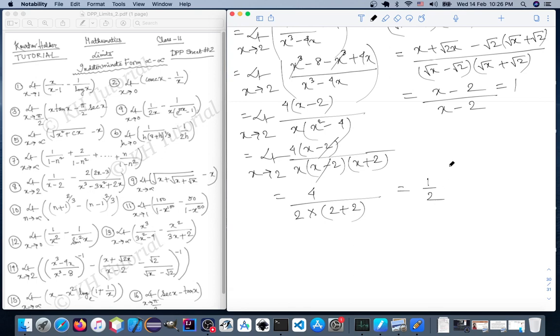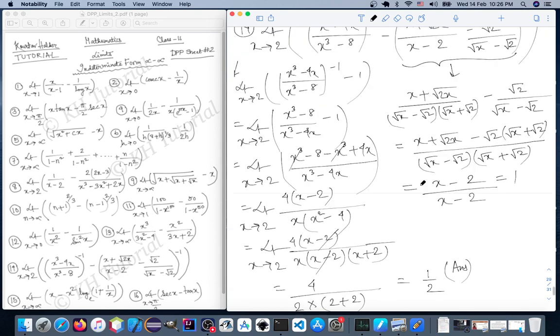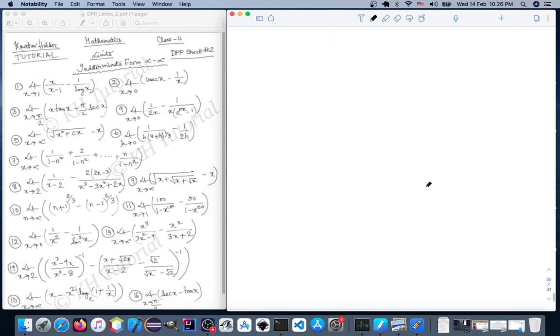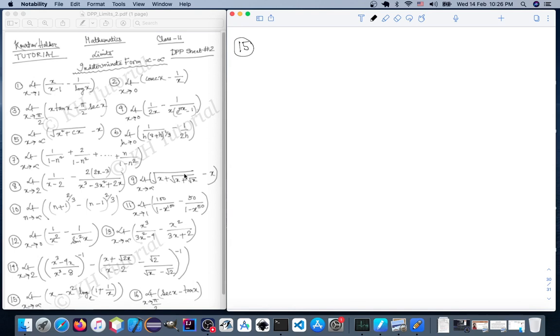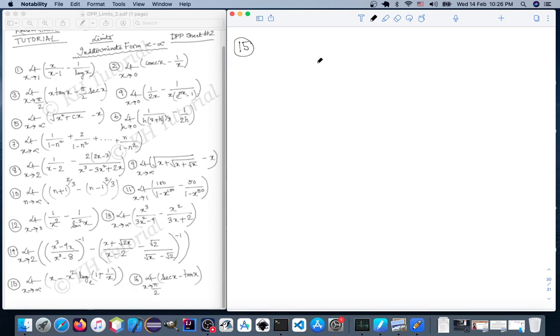So the answer is half. Let's see the next question. It says: limit x tends to infinity, x minus x square log 1 plus 1 by x.